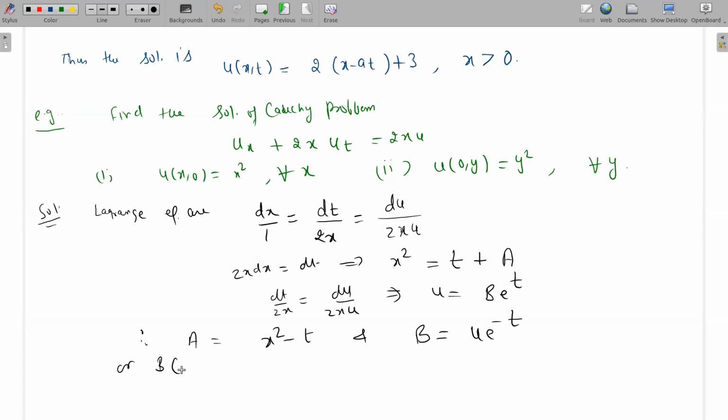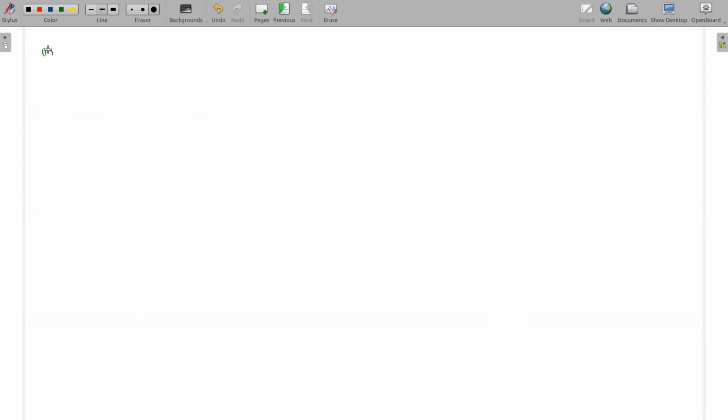Or you can specify a one parameter family by specifying one constant as a function of another constant. So from here you can proceed for two cases. So first one, u(x,0) equals x square.